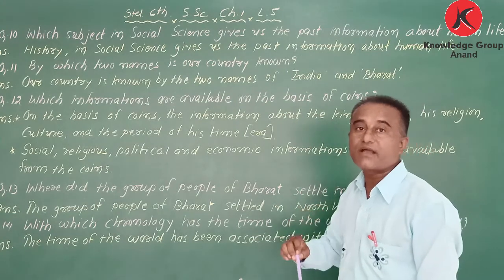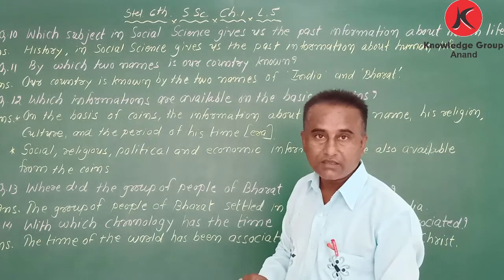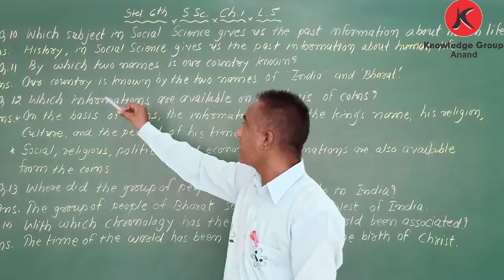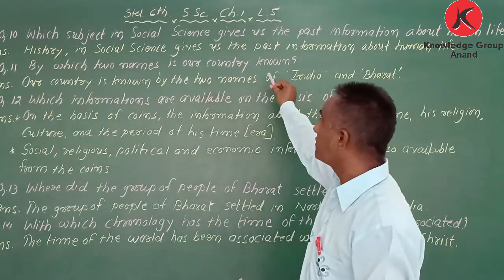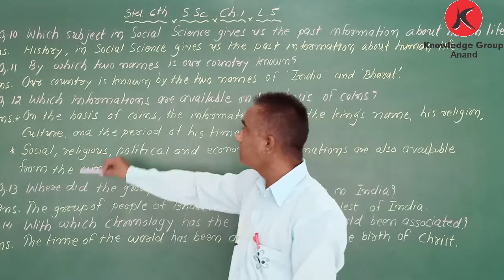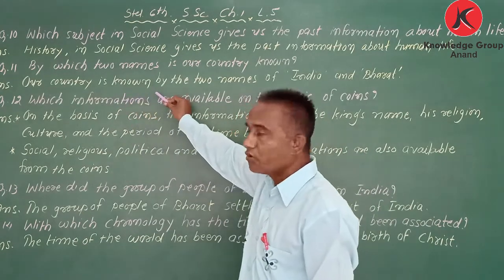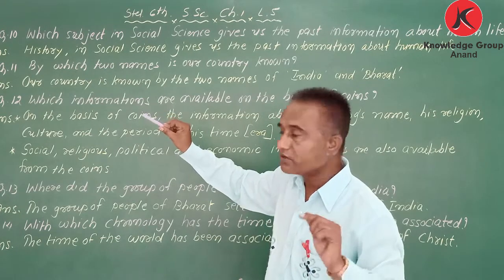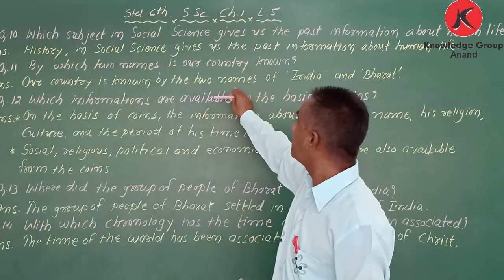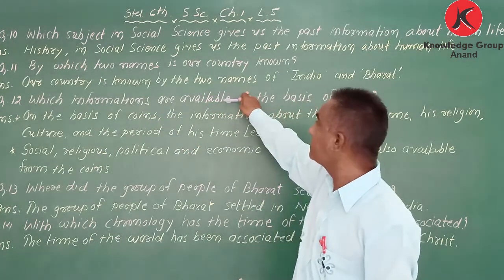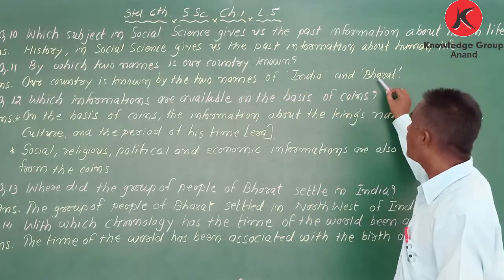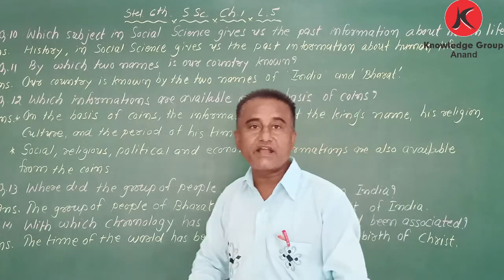Our country is known by which two names? India and Bharat. Okay, so by which two names is our country known? Answer: our country is known by the two names, India and Bharat.